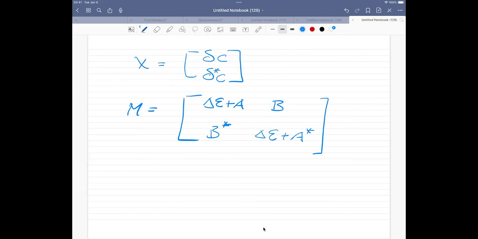Now, the thing which we require now for delta E to be larger or equal than 0 is that M has to be semi-positive definite.